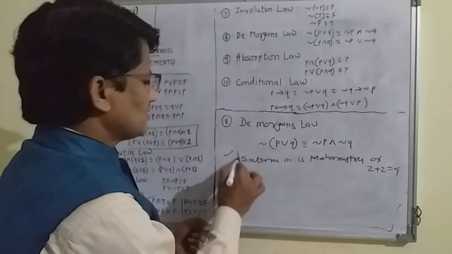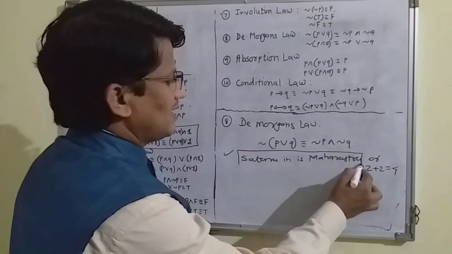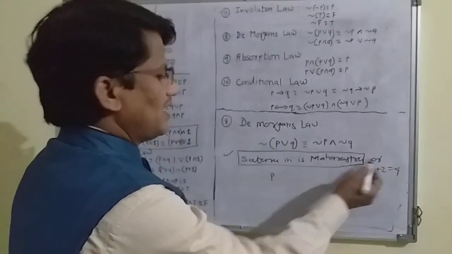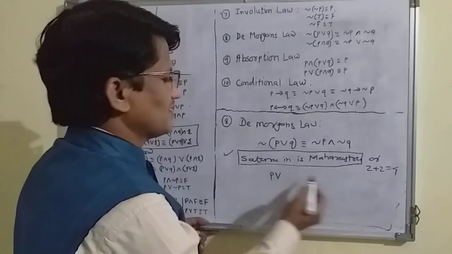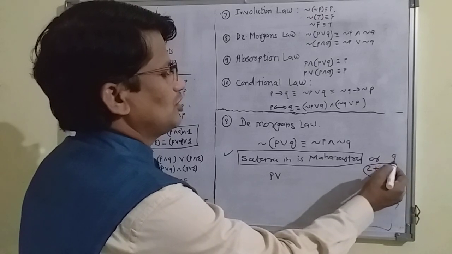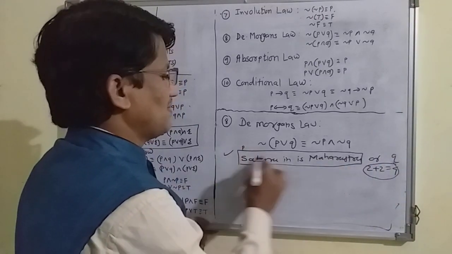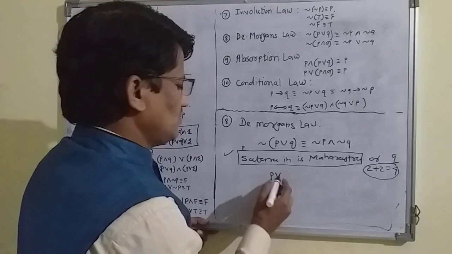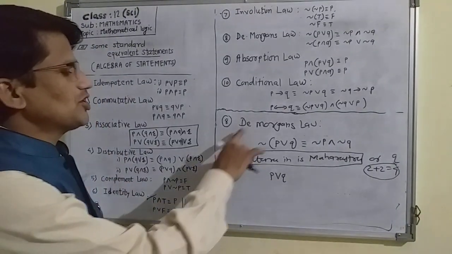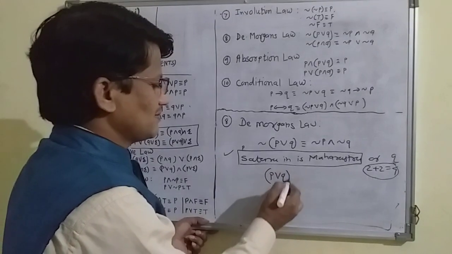Okay, Satara is in Maharashtra. This is a statement P. Here written R, so use like this. 2 plus 2 equal to 4. This is Q. This total statement is P or Q. Okay, the statement is like this, and we have to find the negation of the statement.